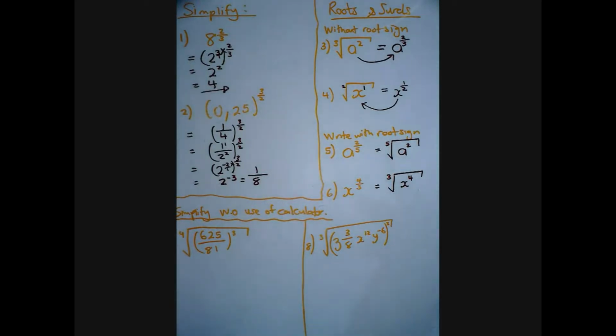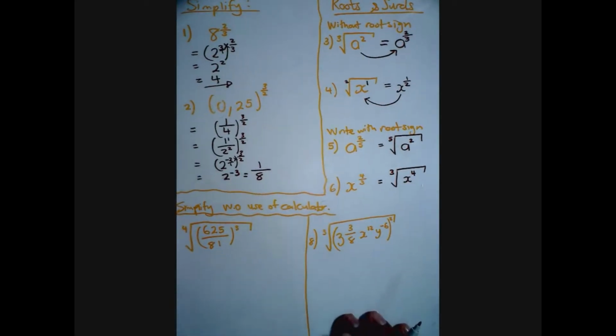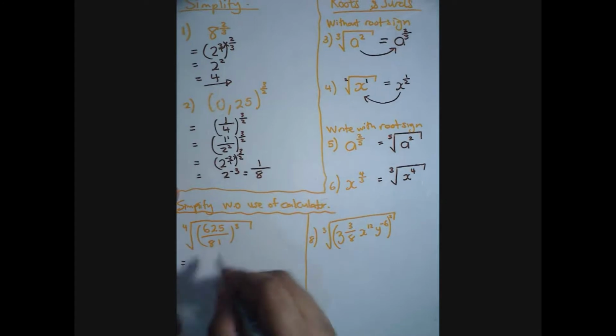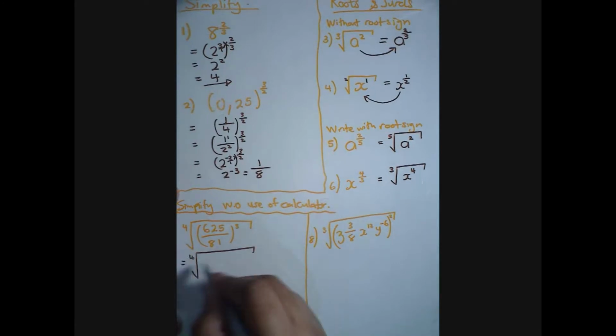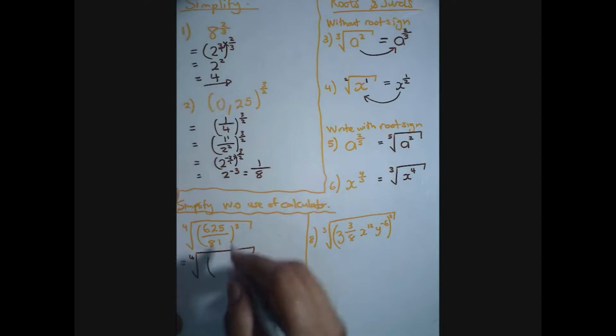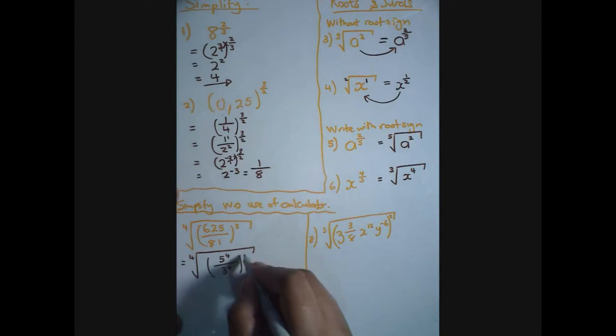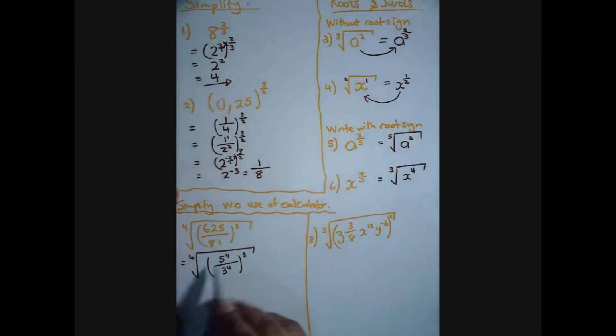Now we're going to see how we can use this to simplify without the use of a calculator. So we have to take numbers like this and we have to go and do that. So what must we always do? We must always follow the same principles that we've always been using, which is step number 1, prime factorize. So I'm going to put here now to the power of 4. When you prime factorize 625, you're going to get 5 to the power of 4 over, and when you prime factorize 81, you're going to get 3 to the power of 4 all to the power of 3. Now what I'm going to do here is try to get rid of the root.